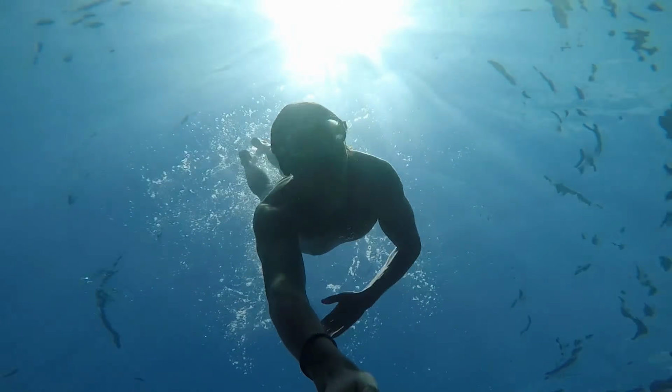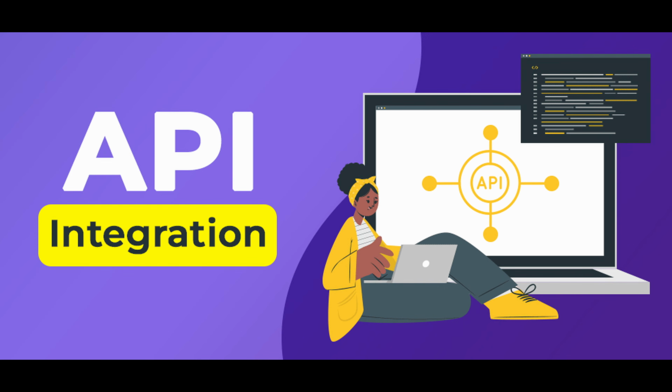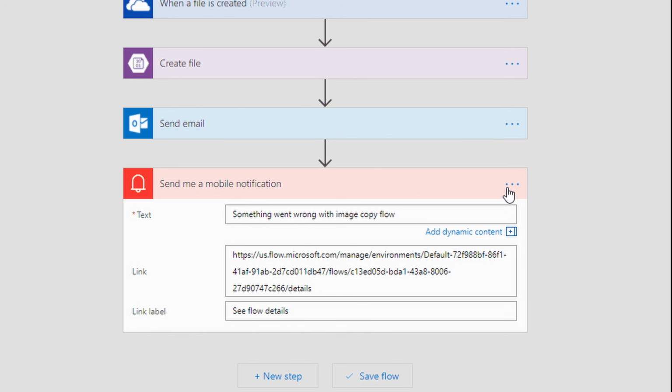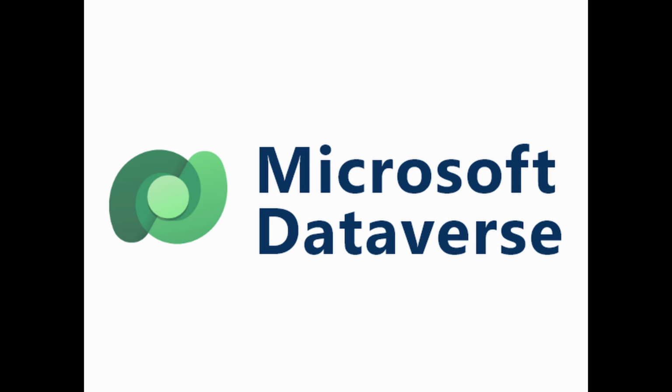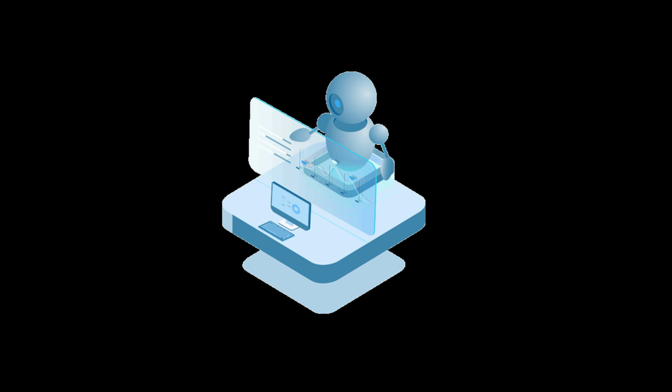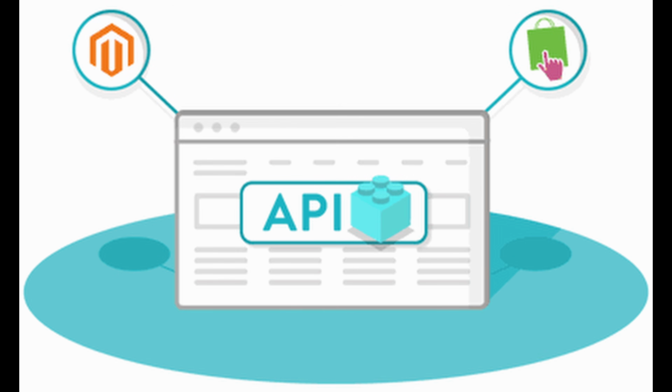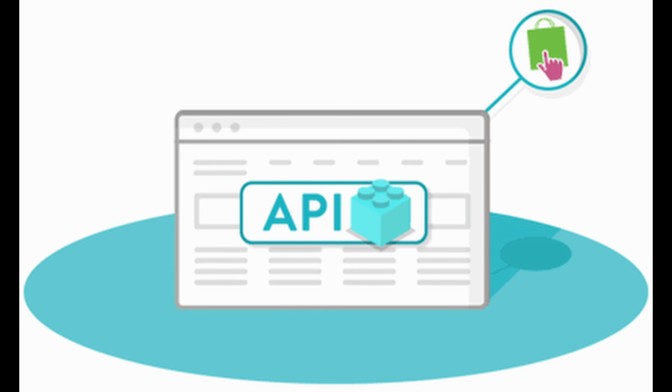In today's video, we're diving into how to call an API from a Power Platform cloud flow. Whether you're integrating external systems, fetching data from Dataverse, or automating complex workflows, calling APIs is a powerful way to extend the capabilities of Power Automate.